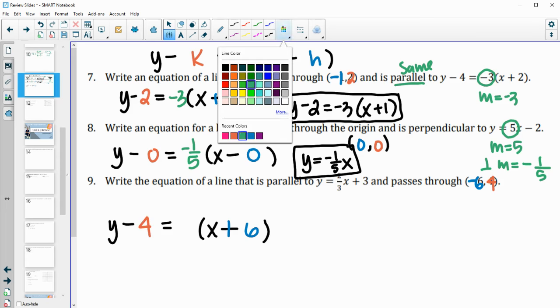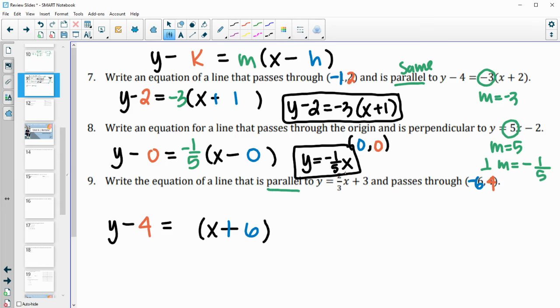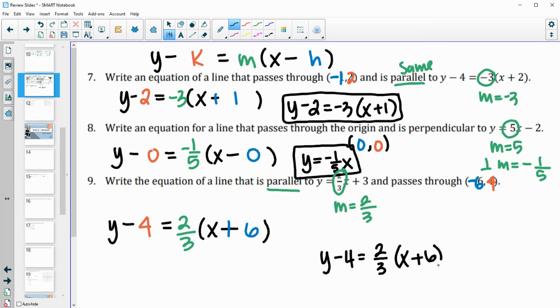And then we need parallel, so we need this same slope. This slope is 2/3, so the parallel slope is also 2/3. So then that would be our equation: y minus 4 equals 2/3 times x plus 6.